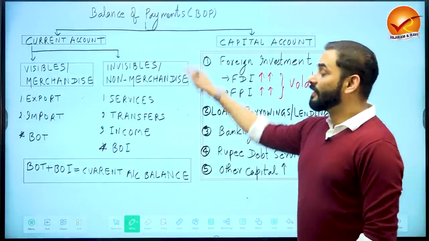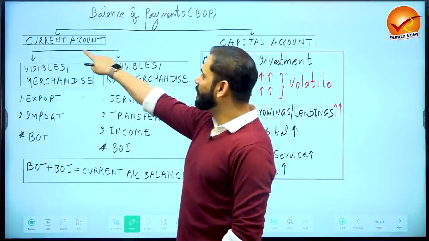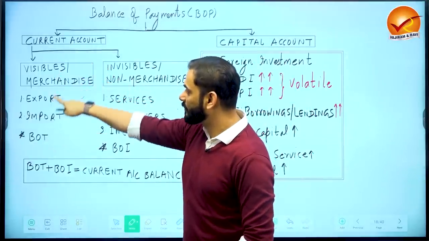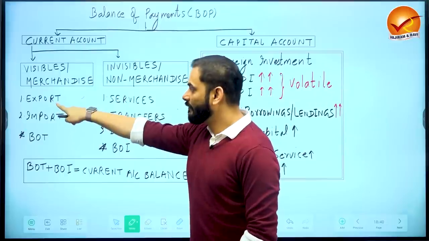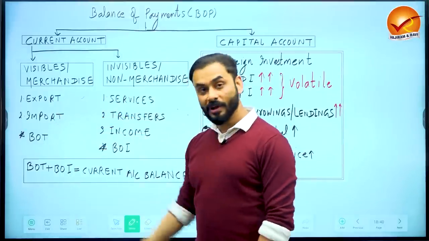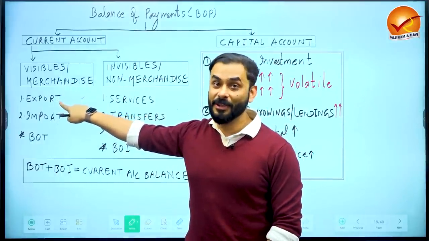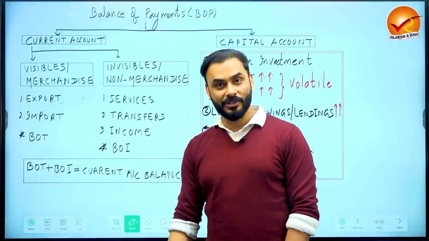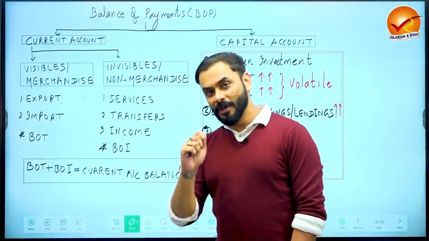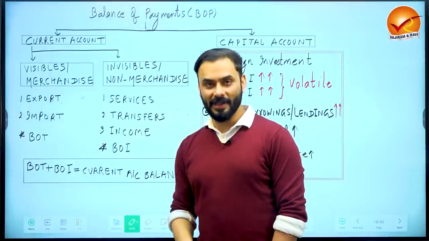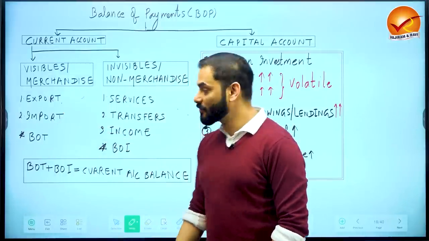See, this is your balance of payments. Balance of payment has current account and capital account. We have already studied current account, visible or merchandise. We have seen the trend of export, import and balance of trade. We have seen that exports are of two types, POL and non-POL. We have seen imports are of three types, POL, then gold and silver, and third is non-POL, non-gold, non-silver, right? So these are the things that we saw here.